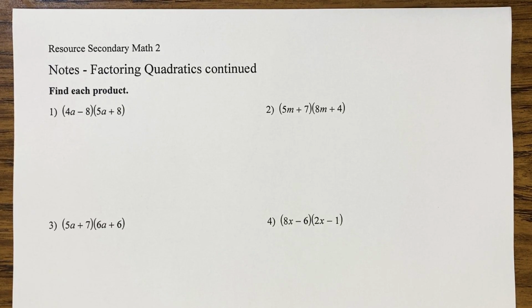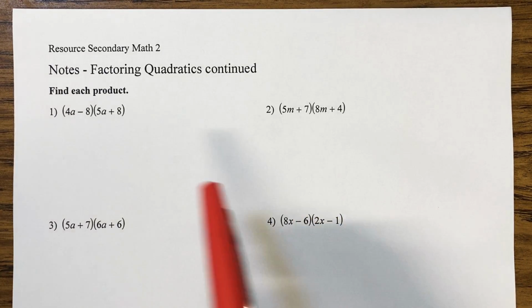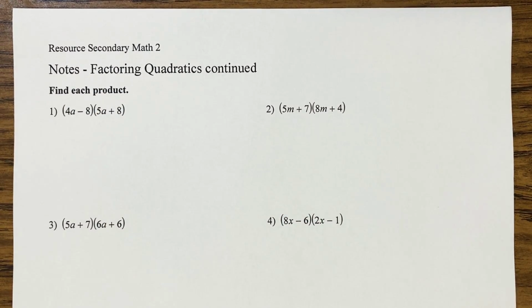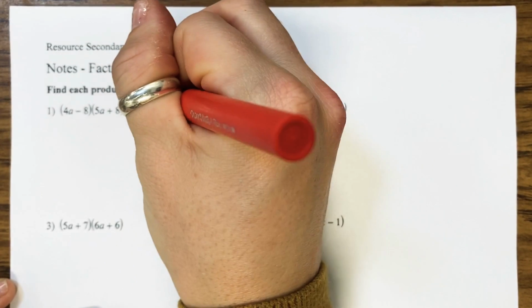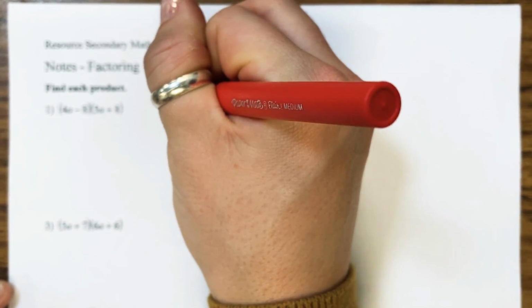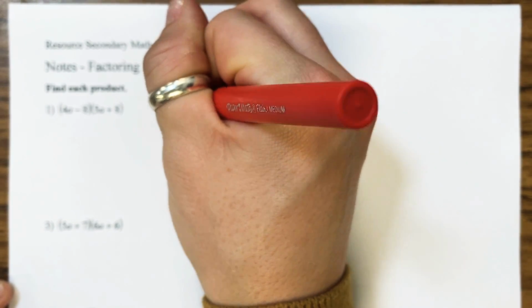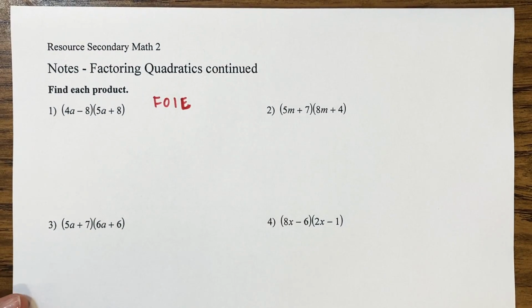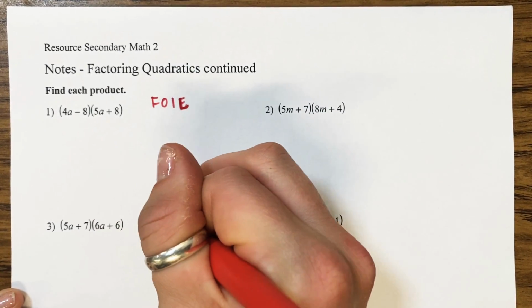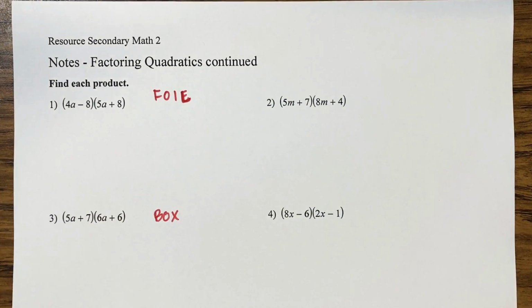Okay, so 1 through 4, it's asking us to find the product. So think of this as like tying your shoe. We're going to use two methods to find the product. I don't know why I just wrote FOI. Okay, it's FOIL. That's fine. So we'll use FOIL on the first two, and we'll use the box method on the second two.